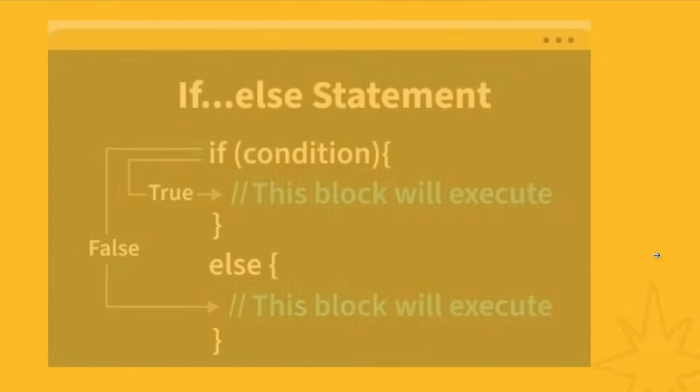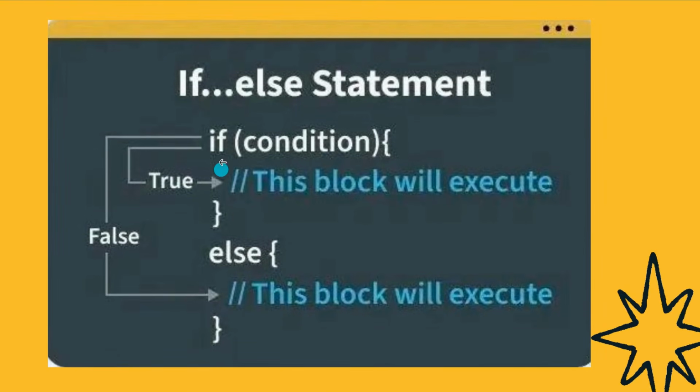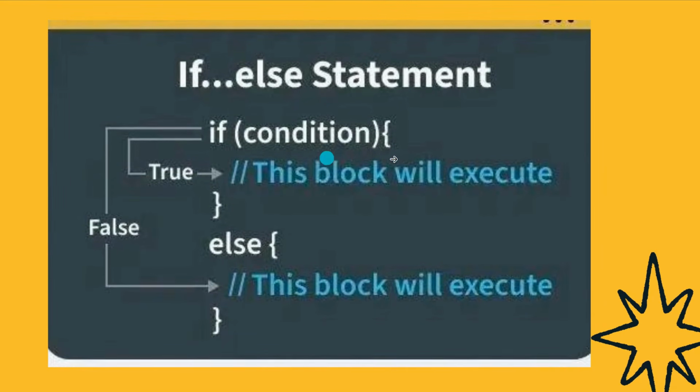Let's understand its syntax. First we write the if condition. Inside the brackets, the condition is placed. If this condition is true, we will run all the instructions written inside the curly brackets of if. And if this condition becomes false, then we will run all the instructions inside the else statement. Let's understand the syntax with another example.